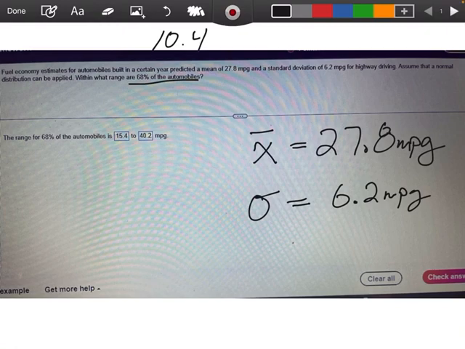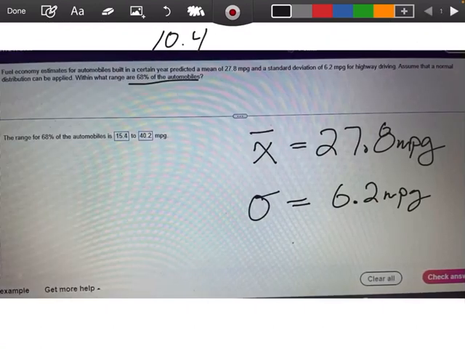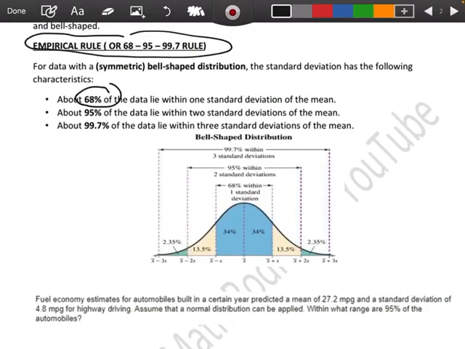Okay, so y'all, the way I'm going to do this problem is I went to my notes for 10.4, and in my notes we talk about the empirical rule. And we're looking for 68%, because in our problem it said, within what range are 68% of the automobiles? So y'all, look what it says. 68% of the data is going to lie within one standard deviation. So if here is my mean, I'm going to add the standard deviation and I'm going to subtract the standard deviation.